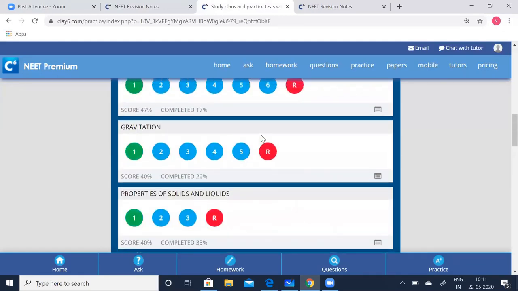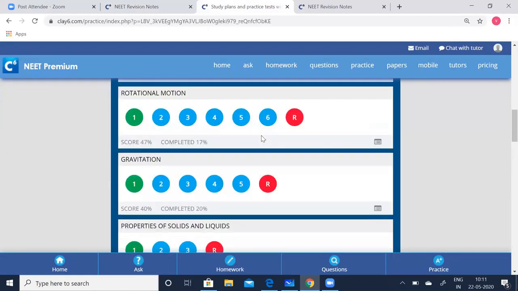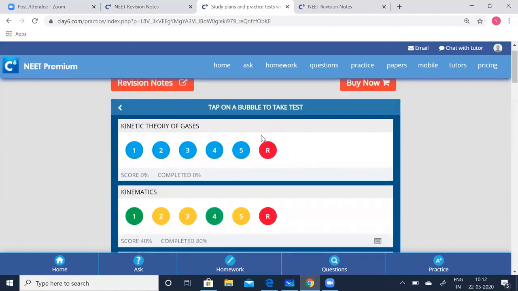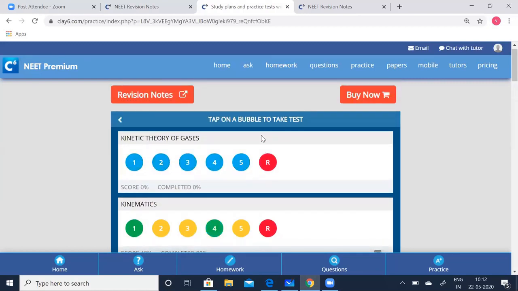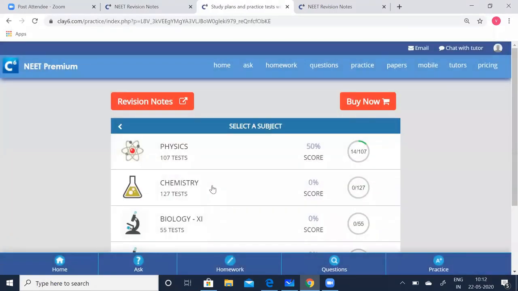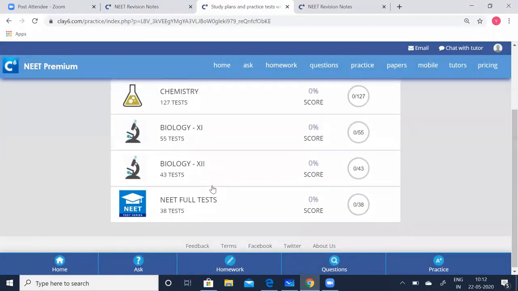After you have gone through all the chapter wise tests, you can go to the NEET full test, where you have the NEET full tests for physics, chemistry and biology. That also we have a lot of tests. Go to NEET premium. We have physics, chemistry, biology, and the NEET full tests.